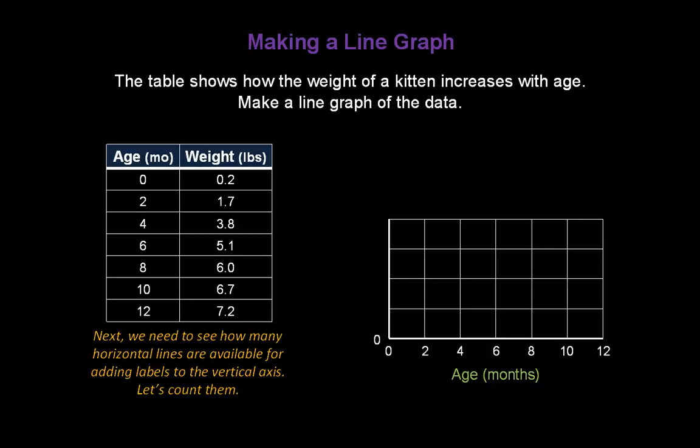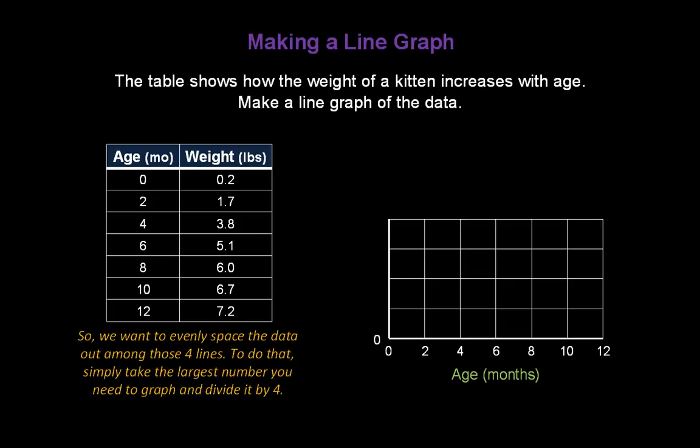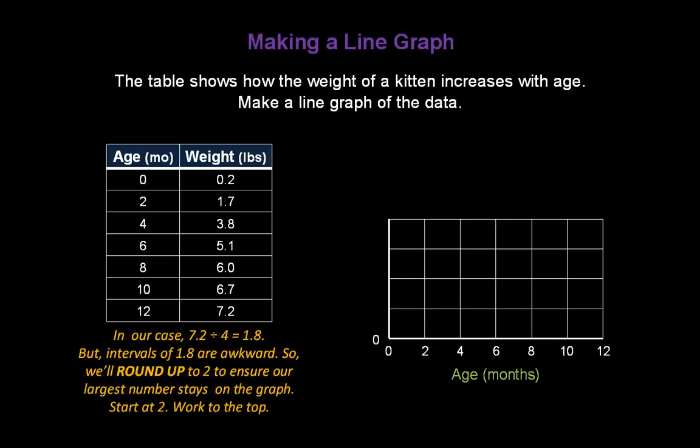Then we need to see how many horizontal lines are available for adding labels to the vertical axis. So let's go ahead and count them. There's 1, 2, 3, 4. So we want to evenly space the data out among those 4 lines. To do that, simply take the largest number you need to graph and divide it by 4. Looking in the second column, we see the largest number is 7.2. So we want to take 7.2 divided by 4, and you get 1.8. But intervals of 1.8 are awkward, so we're going to round that up to 2 to ensure our largest number stays on the graph. So start at 2, go by increments of 2, and work your way to the top of the graph.